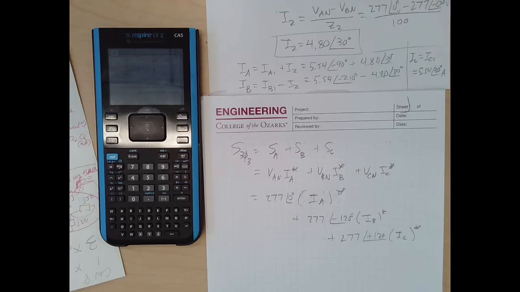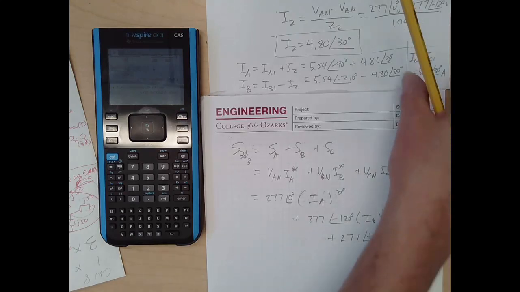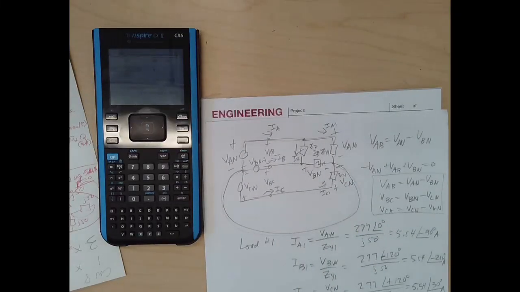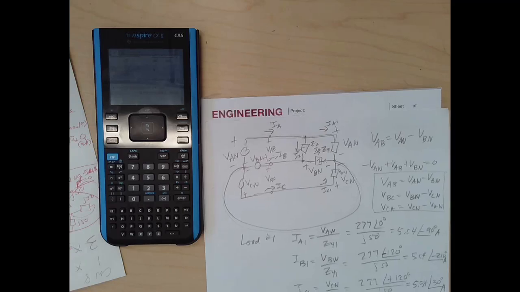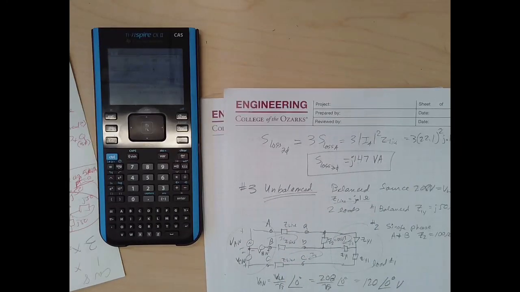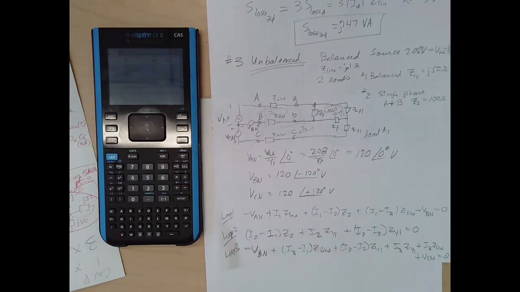Okay, so unbalanced, got to do everything separately. Sometimes if the source is balanced, it can help with holding the voltages balanced, and you can get some of the loads to still be balanced. But if you have the line drop, impedance in the line, then it's going to be a mess.